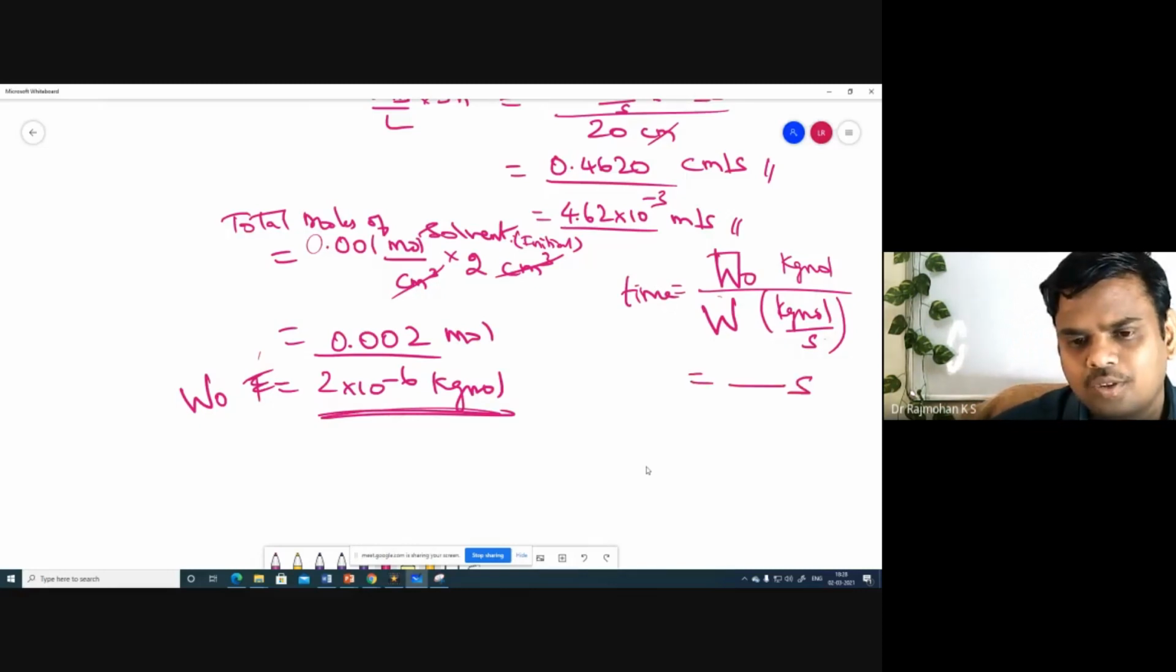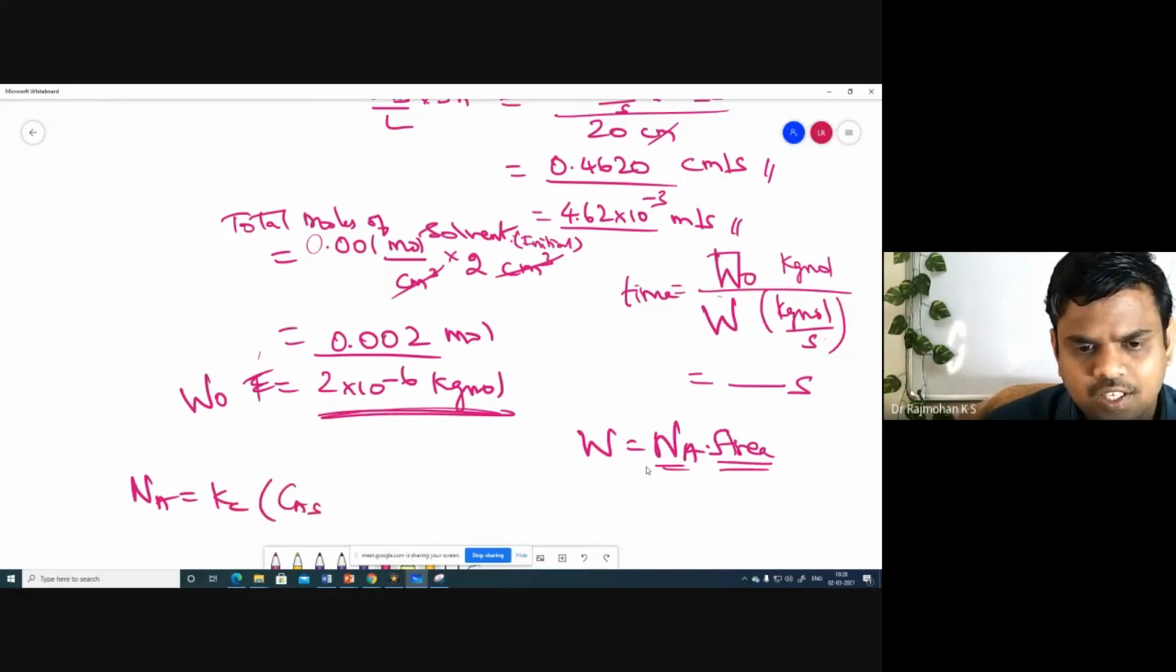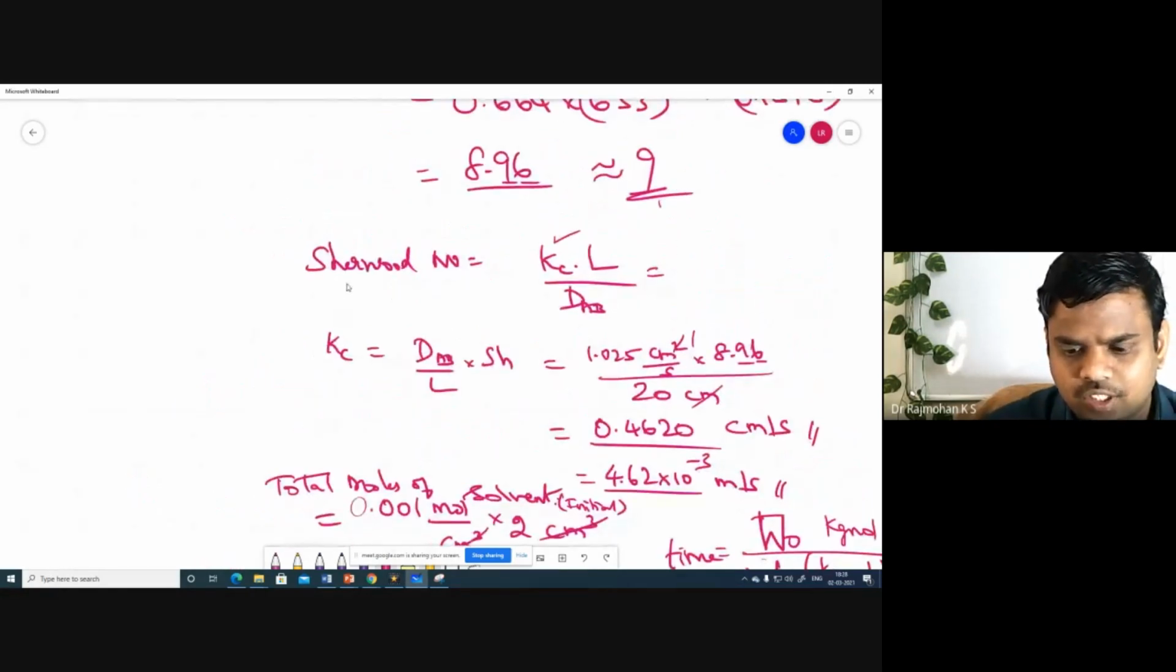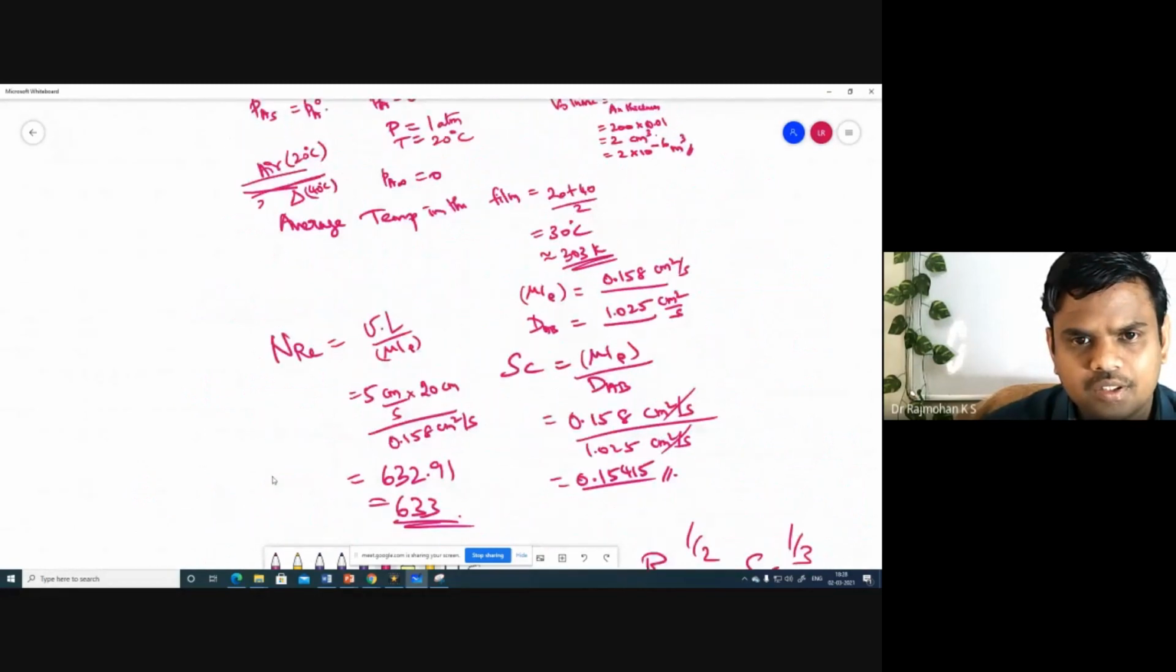So how to get W? We know that W equals NA into area. What is the area? Already calculated. How to get NA? NA is equal to Kc into CAS minus CA infinity. So how to get CAS? We already have the PAS value. How to get PAS? It is given as 5.006 kilopascal.